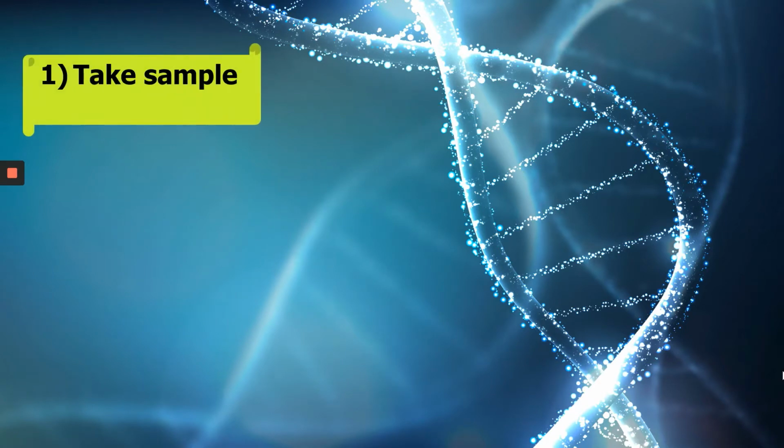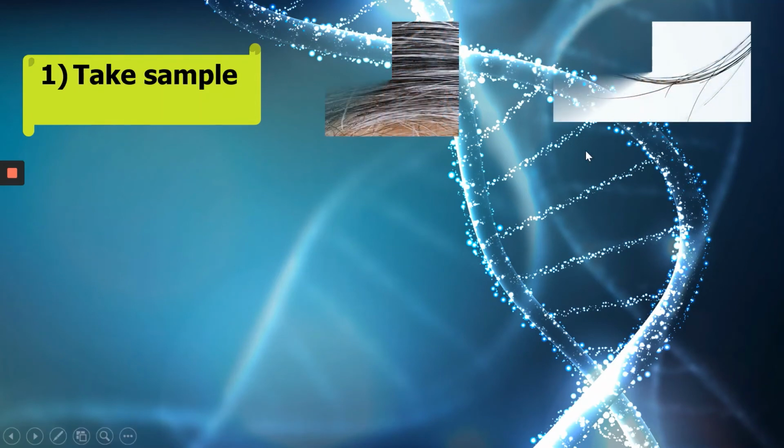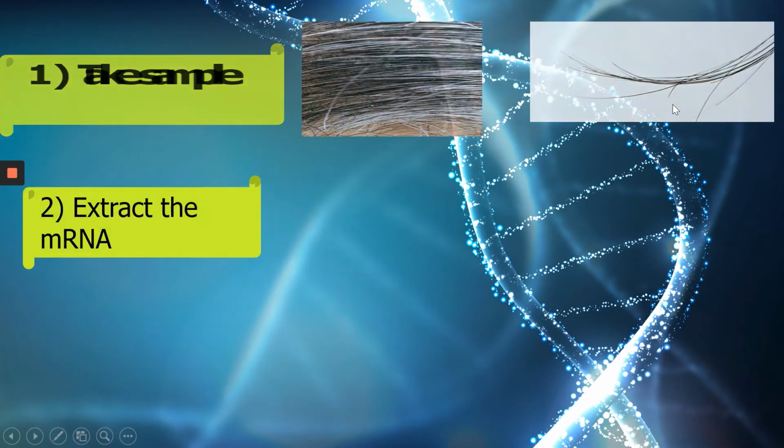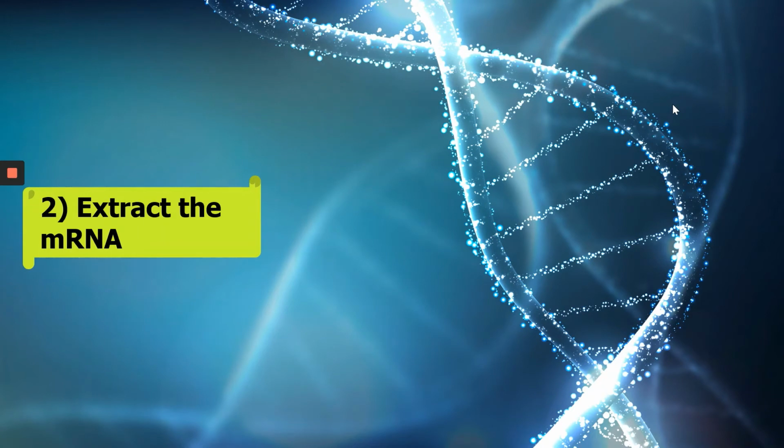So firstly, we have to take a sample. So yeah, let's take a sample of my white hair over here and my black hair over here. After that, we have to extract the samples. We have to extract the mRNA of the samples. So why do we extract the mRNA only? Because it specifies the expression of genes at that time. So it is important for us to know what genes are expressed.